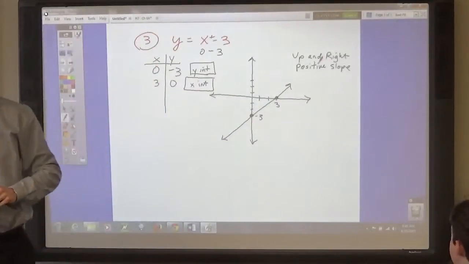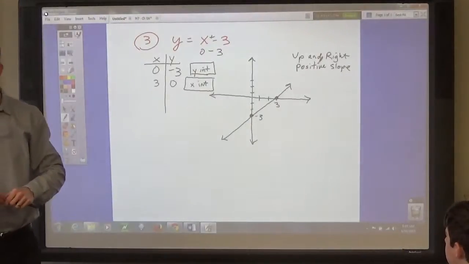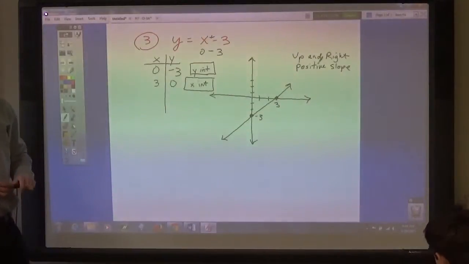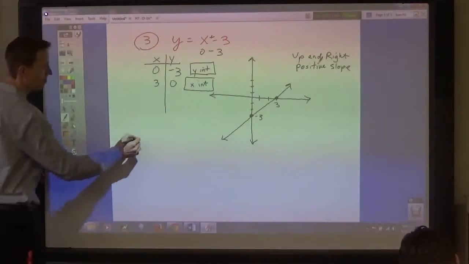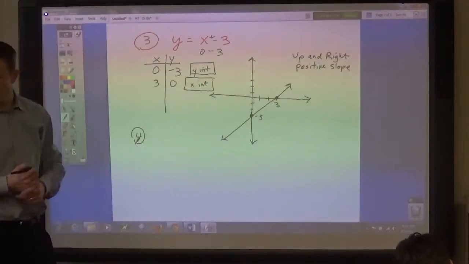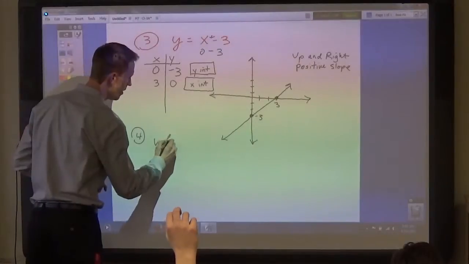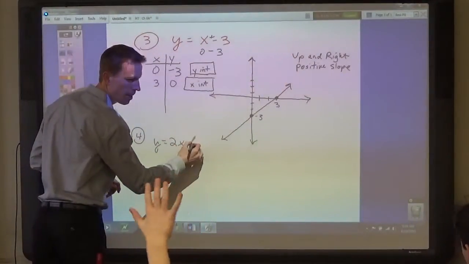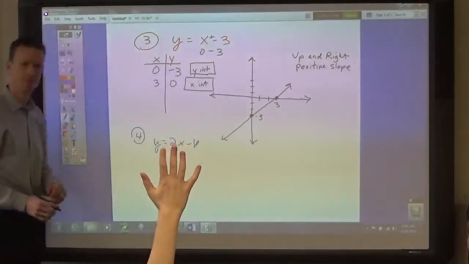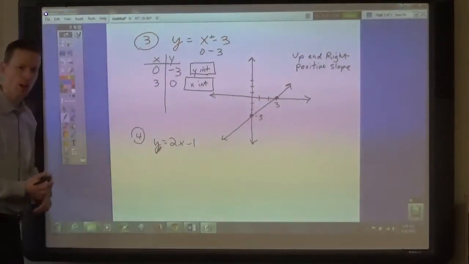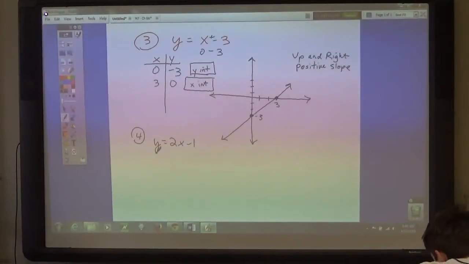Yes? Does that mean you don't do the back? No, it doesn't. Number 4. What do we have to do at number 4? y equals 2x minus 1, right? Okay. Solve for y. Is it solved for y? Yeah, actually it is. Yep.